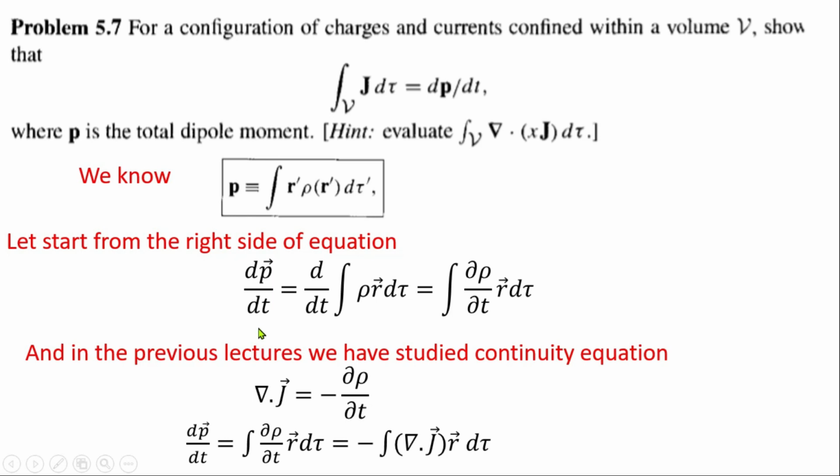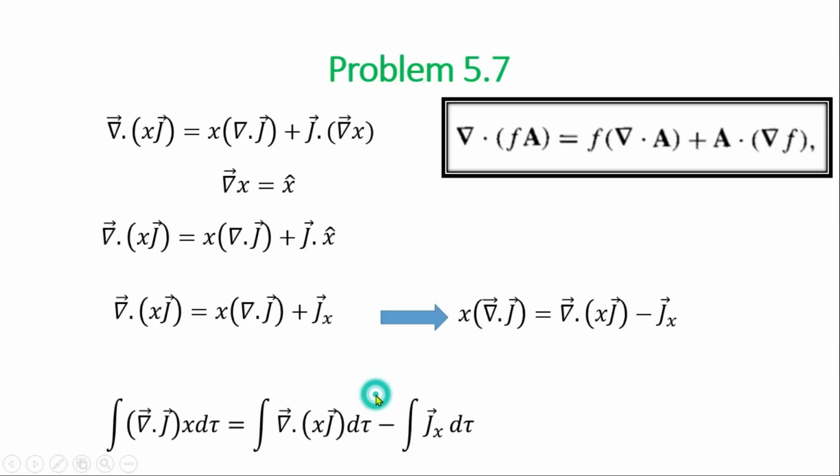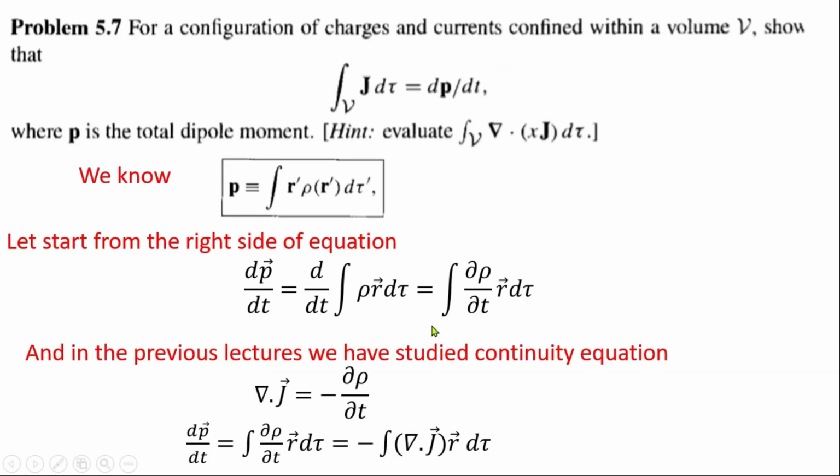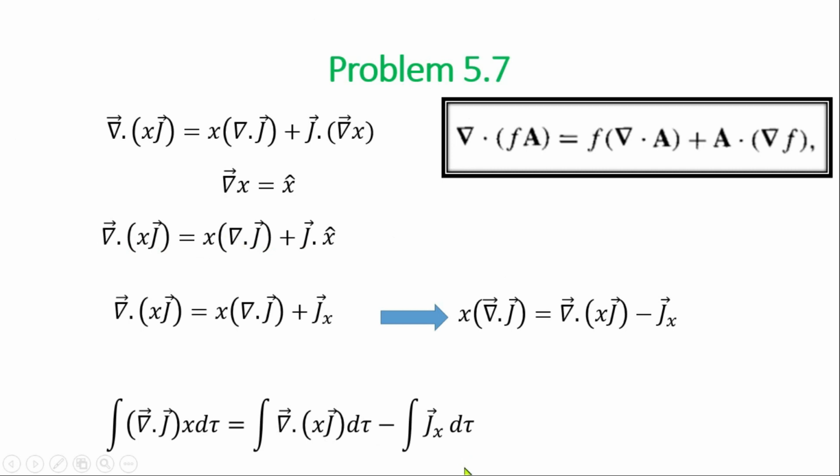And in the previous lecture we studied the continuity equation: del dot j is equal to minus partial rho over partial t. Putting the value of partial rho over partial t here, it is equal to minus del dot j. So dp over dt is equal to minus the integral of del dot j r d tau. To evaluate this expression, we are using the product rule.